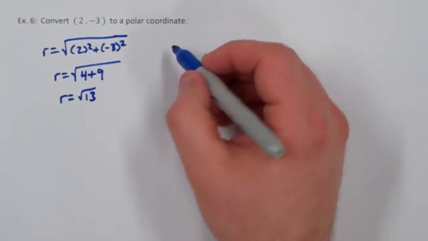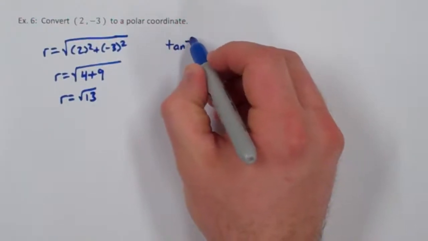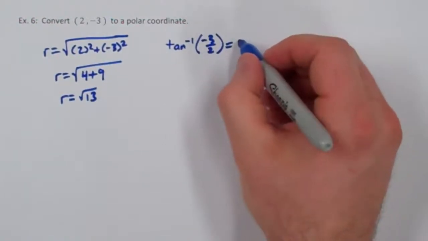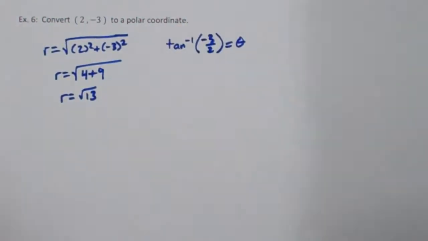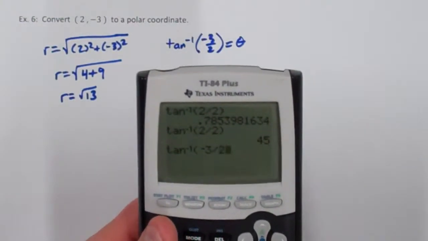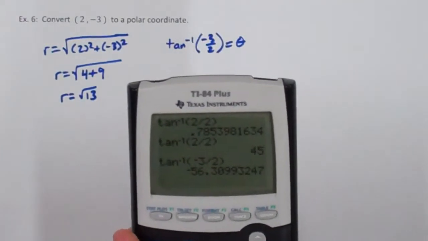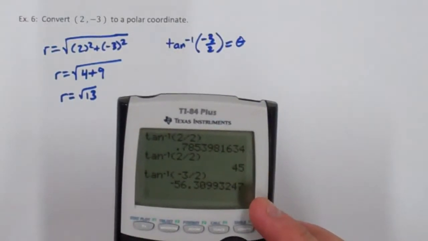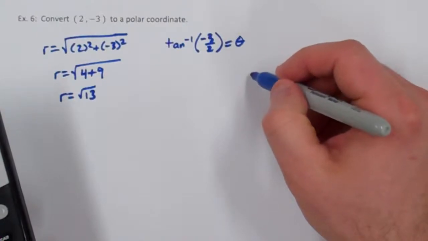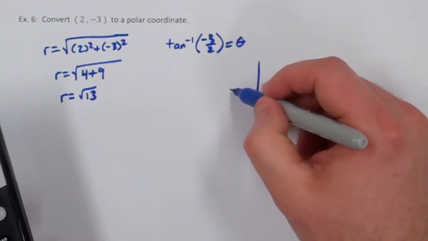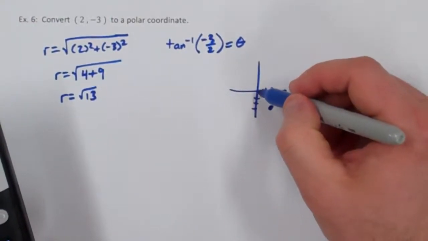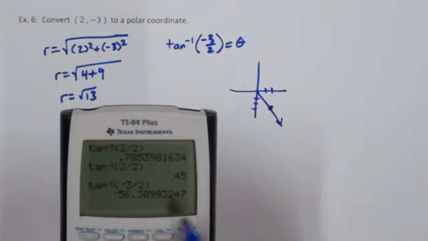Now what we can do is take the inverse tangent of y over x, and that's going to get us theta. So if we use our calculator, we can just type in the inverse tangent of negative 3 divided by 2 and go with that. Now you'll notice that this is a negative value here. We need to do a little bit of thinking, especially with these polar coordinates. So what I'll do for you is draw a quick sketch of where this is. So this would be 2 and then negative 3. So this is definitely negative 56 degrees.